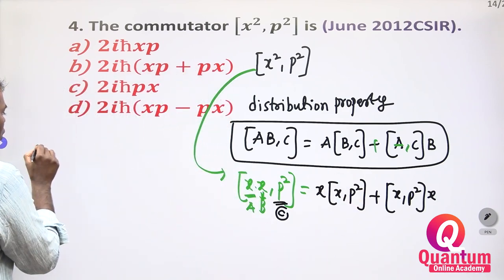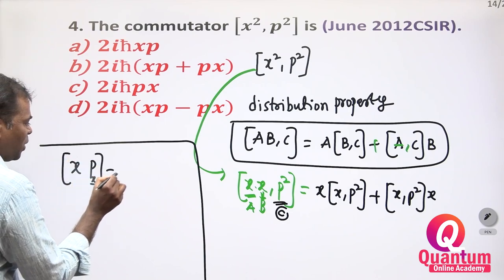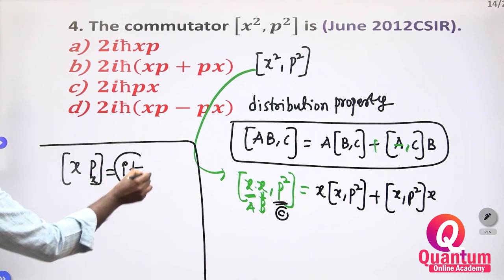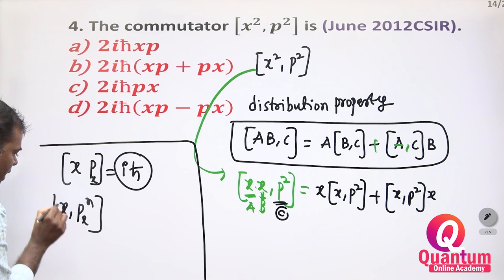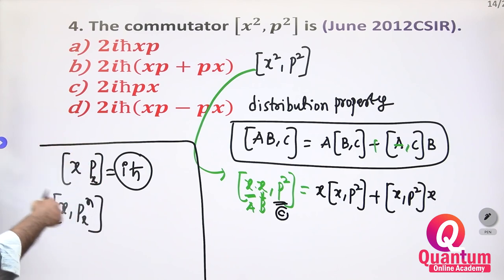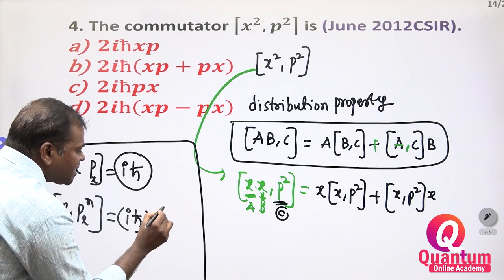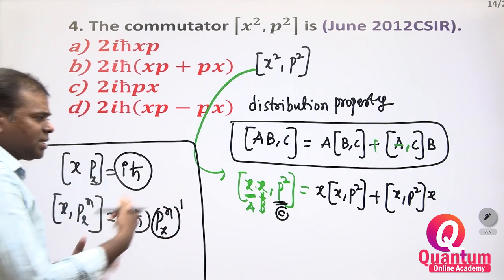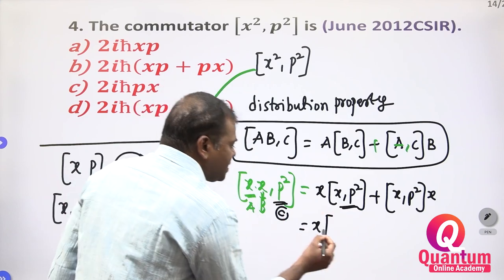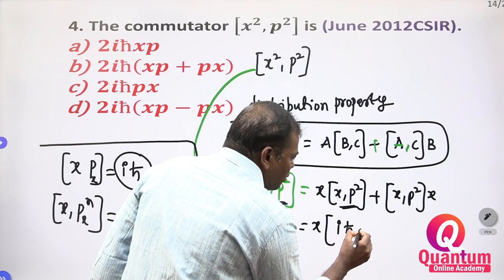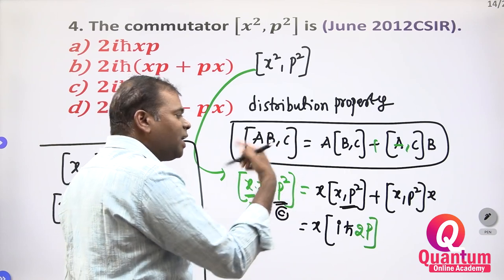But we know one thing. The commutator [x, p] is equal to i h cut. It is a constant value. If [x, p] is a constant value, and p to the power of n, square, 3, 4, 5, whatever it may be, is there, how we have to write it: n into i h cut into p to the power n minus 1. That formula I am applying here. [x, p square] is equal to i h cut into 2p, because the derivative of p square is 2p. You have to differentiate p square.